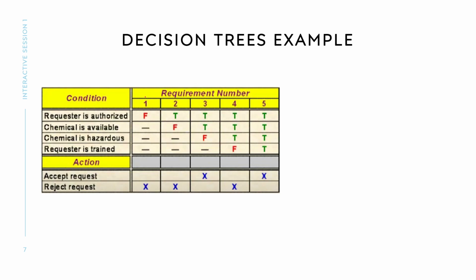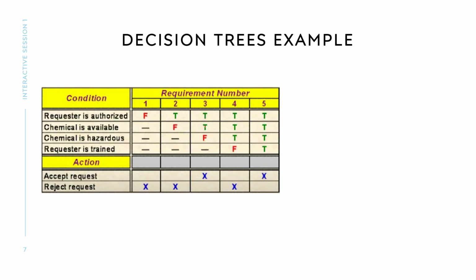then just ignore this requirement number. It just means all these levels are fulfilled. So the first check is whether the requester is authorized. If not authorized, then the request is rejected. If the requester is authorized, then the second check is whether the chemical is available. If it's not available, then you reject the request.